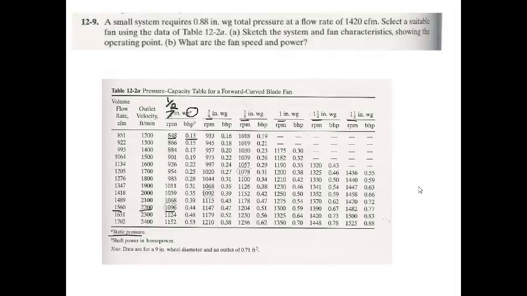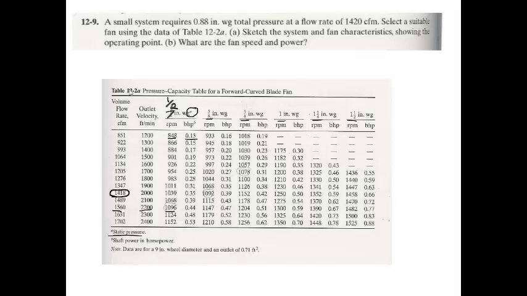According to this problem statement, we have a flow rate of 1420 CFM. The closest flow rate that we have here to 1420 CFM is 1418. So that's going to be the point that we look at, 1418 CFM. From that table, you should be able to pull some values.